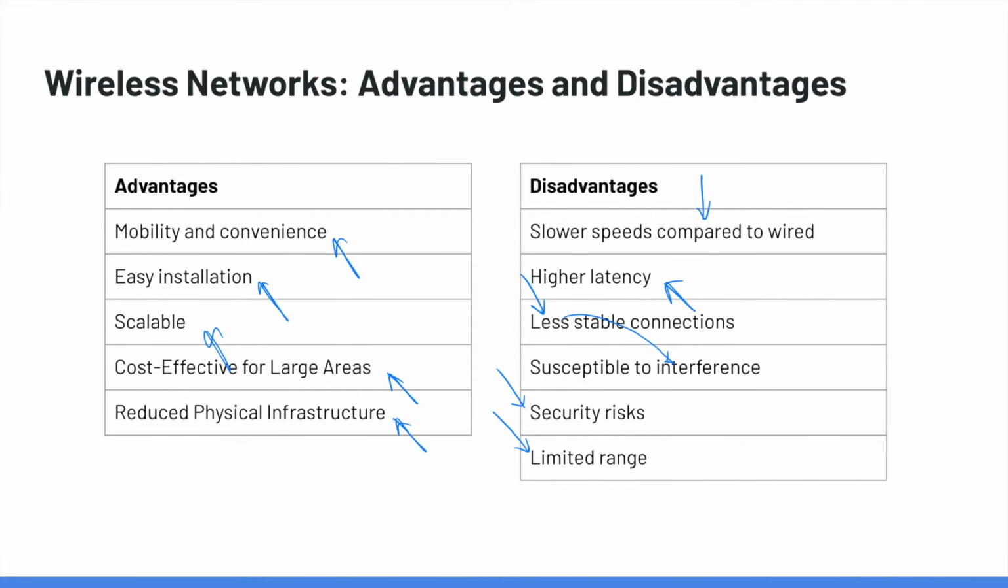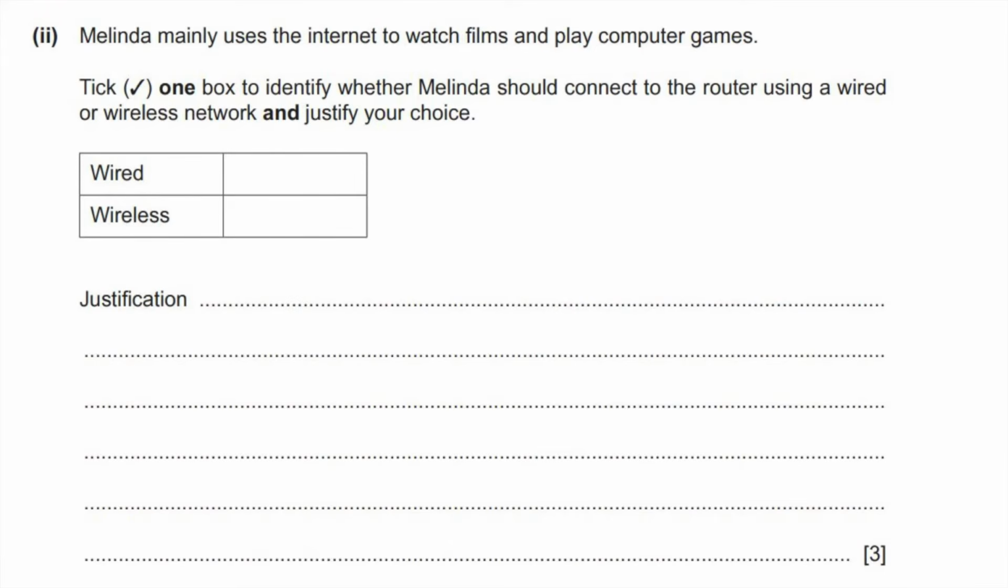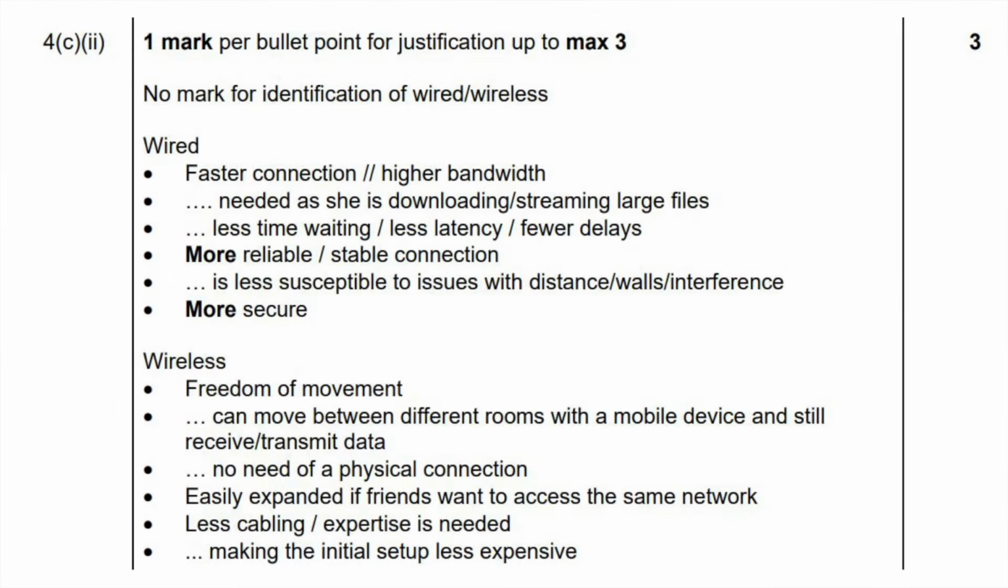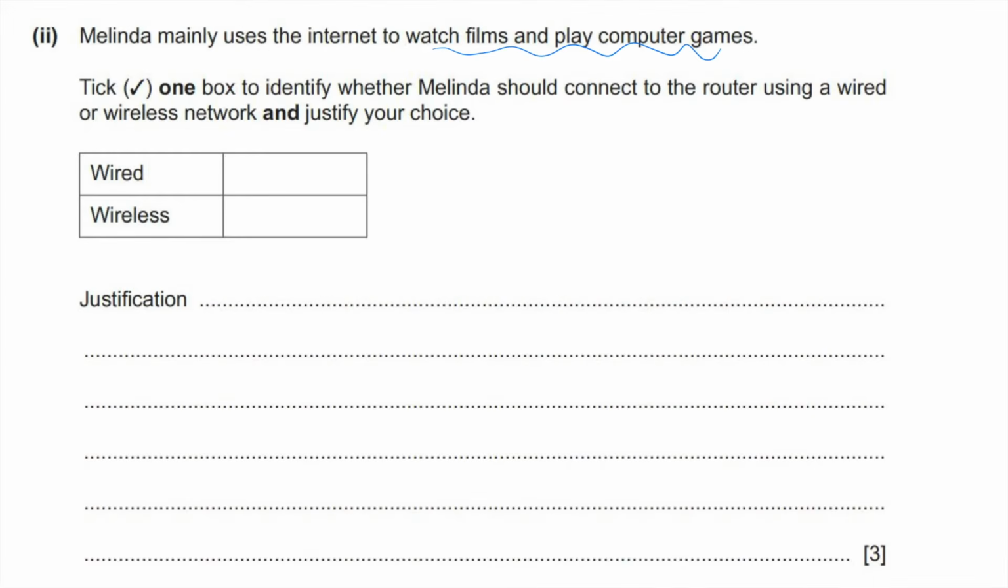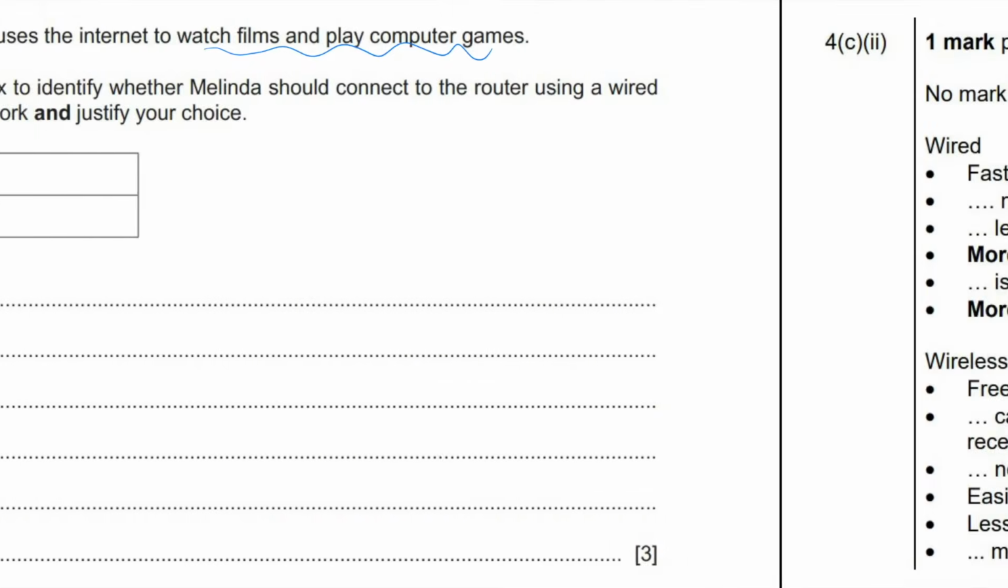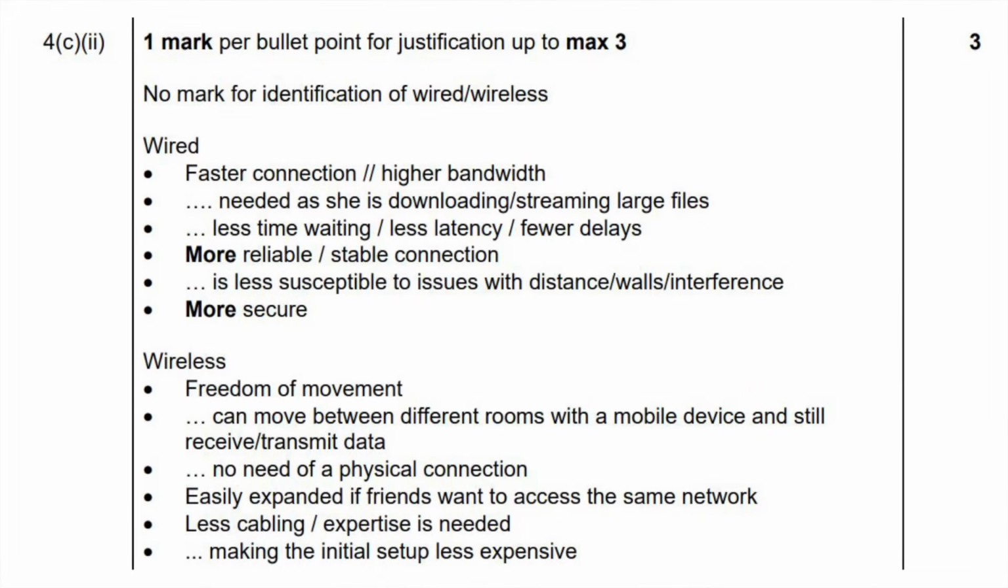computers. So we have an A-level question here. Melinda mainly uses the internet to watch films and play games. Tick one box to identify whether Melinda should connect to the router using a wired or wireless network and justify your choice. So she's going to watch films and play computer games. What we need to do is identify whether she should connect to the router using a wired or wireless network. So we need to pick one of these and then justify it. And there's one mark for each justification.